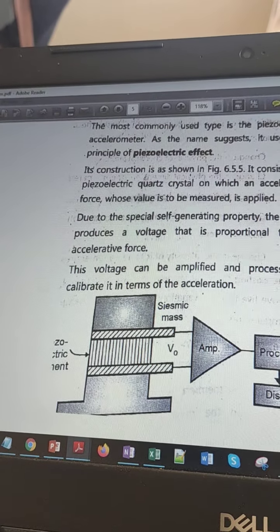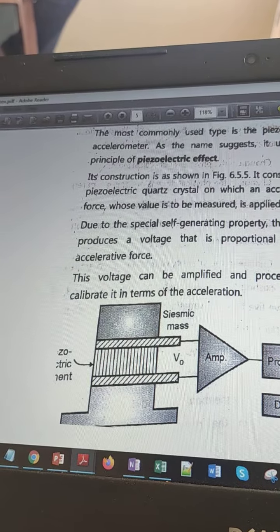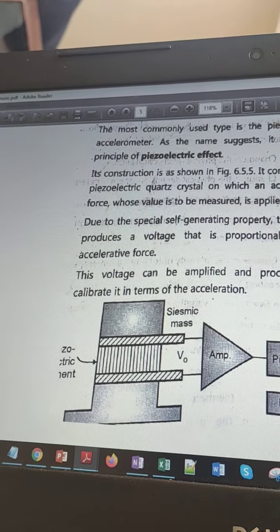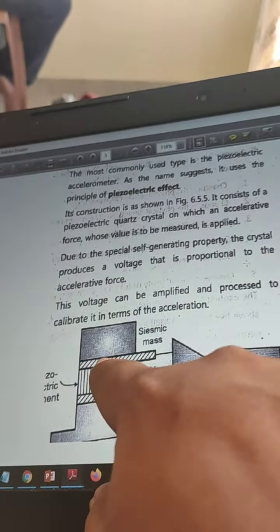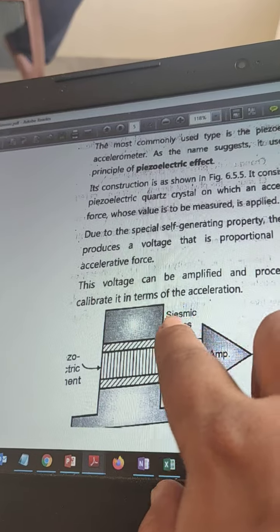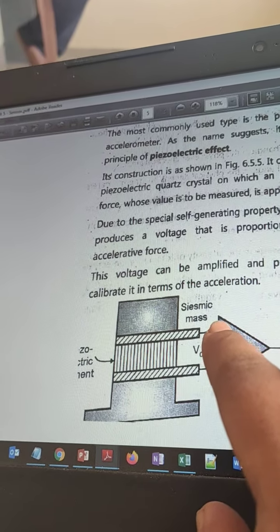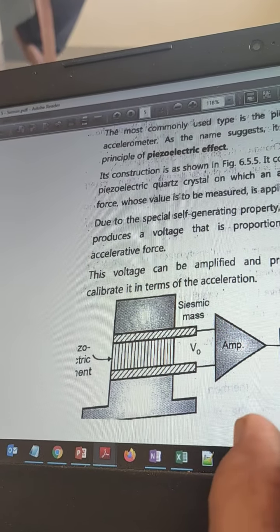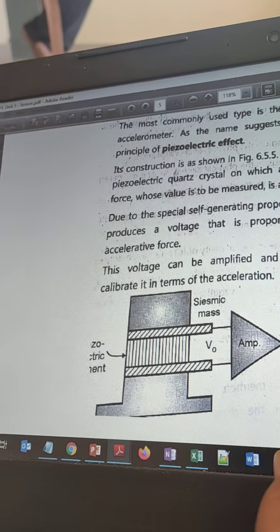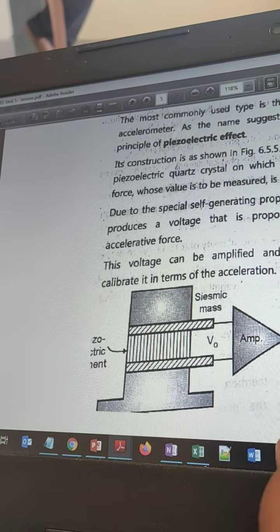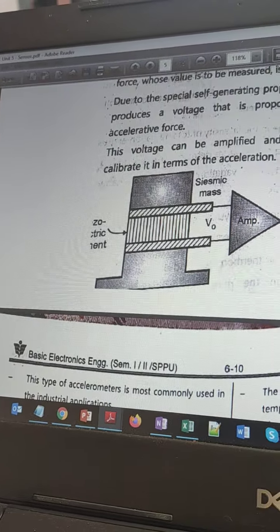The most commonly used type is the piezoelectric accelerometer, which, as the name suggests, uses the principle of the piezoelectric effect. Its construction is shown in the figure. It consists of a piezoelectric quartz crystal on which the accelerative force whose value is to be measured is applied. Due to the special self-generating property, the crystal produces a voltage that is proportional to the accelerative force. This voltage can be amplified and calibrated.